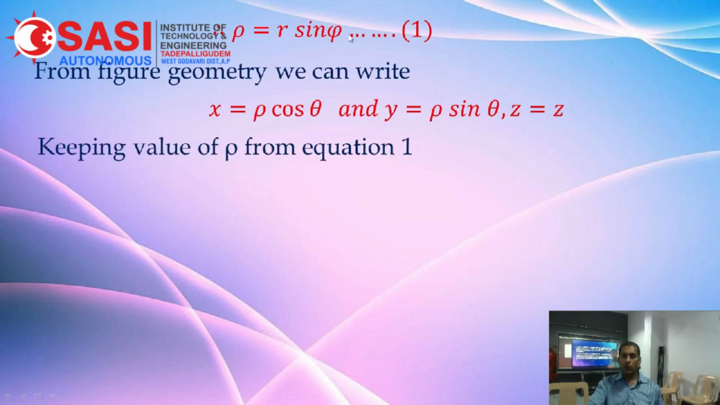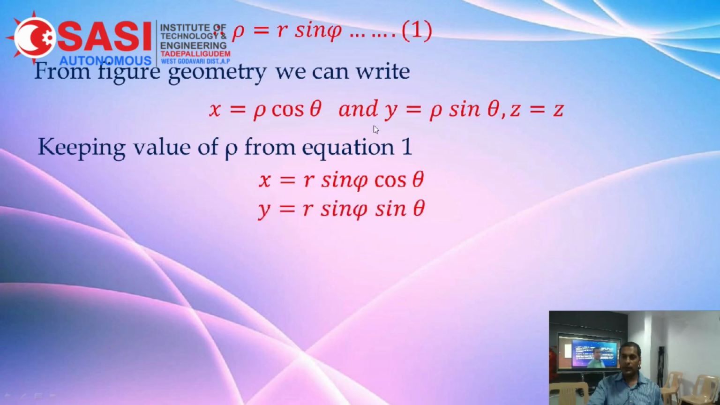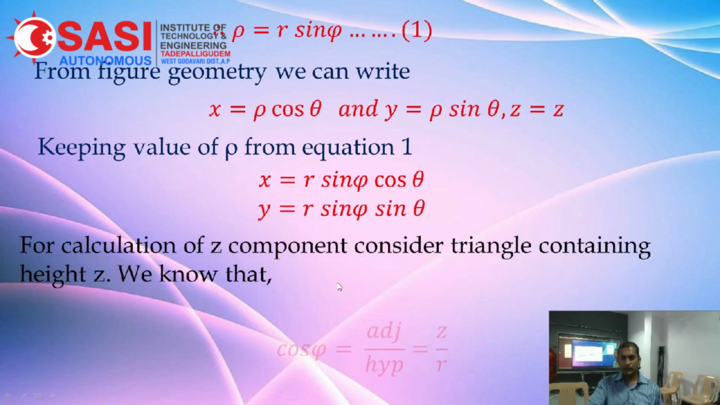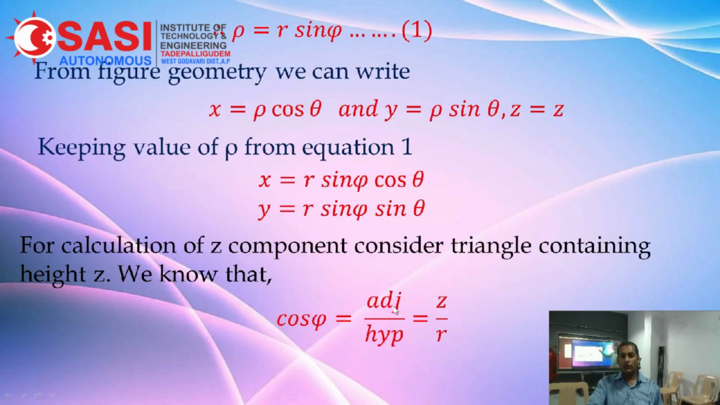So keeping the value of rho from this equation 1, we will get x equal to r sin phi cos theta. If we substitute here, we will get y is equal to r sin phi sin theta and z is as it is. So from the same figure we can also say that cos of phi is equal to adjacent side by hypotenuse, which will be equal to z by r. So from here we can say z is equal to r cos phi.